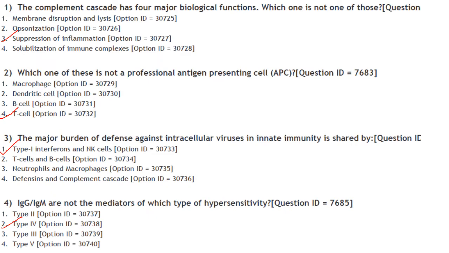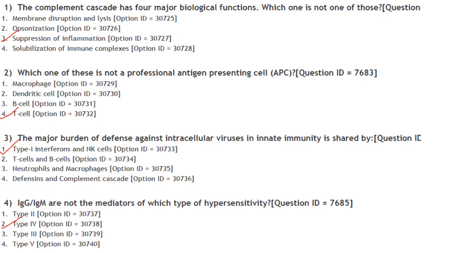Coming to the first question. The complement cascade has four major biological functions. Which one is not one of those? Membrane disruption and lysis, that is a function. Opsonization, that is also a function. Suppression of inflammation. It is not suppression, it is activation of inflammation. So option 3 is the right answer.